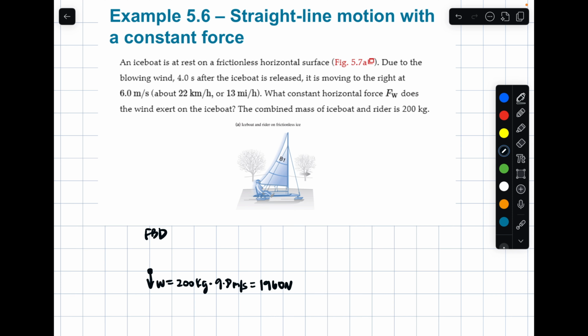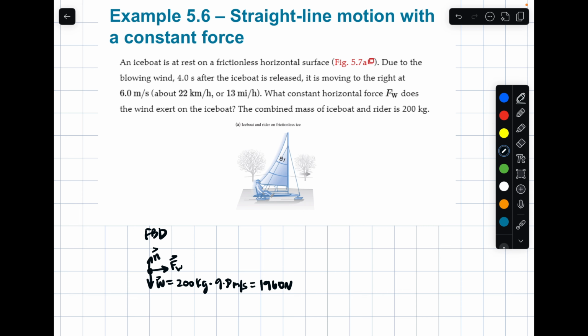1960 newtons. And it's sitting on the surface of a pond, so there's going to be a normal force. And then, what's going on in the horizontal direction? So the wind is blowing, so there's going to be a thrust force on the ice boat, moving it in the direction of motion. So that's going to be our FW, right?